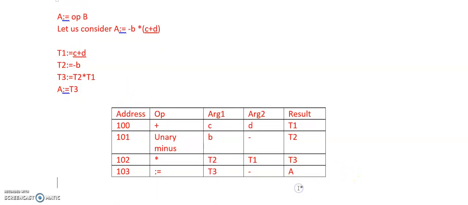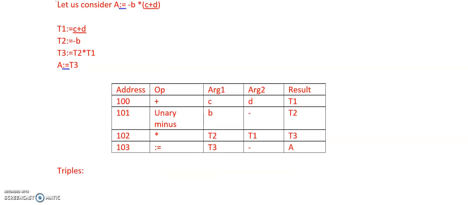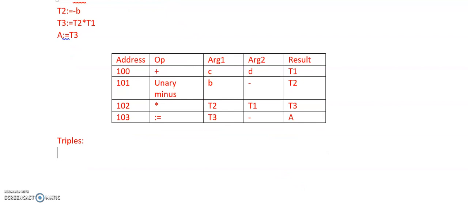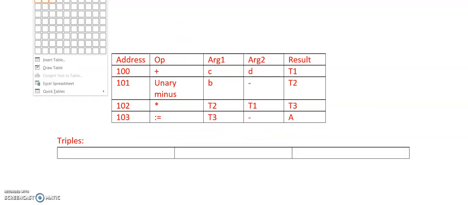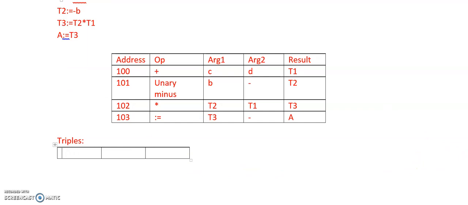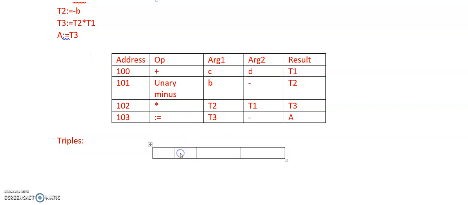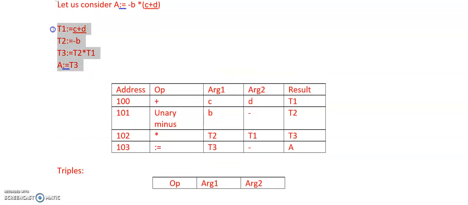So move on to the next type of notation, that is nothing but triples. When you talk about the triple representation, generally a triple is a record structure with three fields. The name itself tells about the three different types of fields. These three fields we can represent as an operator, argument 1 and argument 2. So these are the three fields only we are going to be passing. For example, if you are going to construct the triple notation for the same instruction, this is a 3 address code, how are we going to write it?